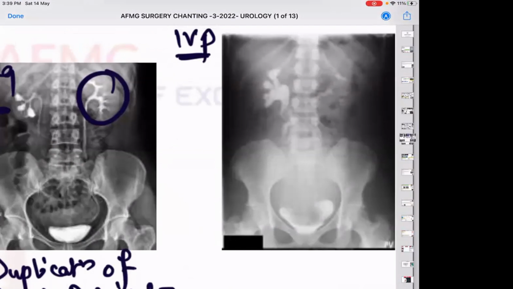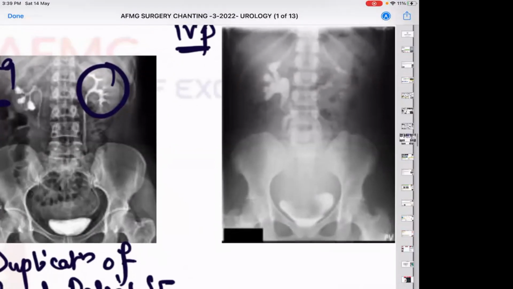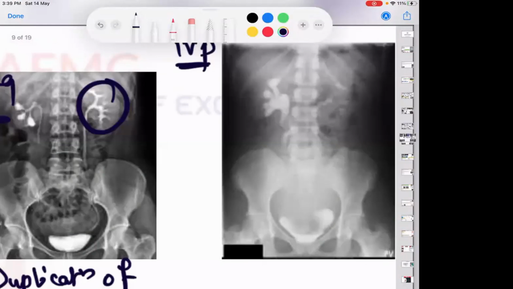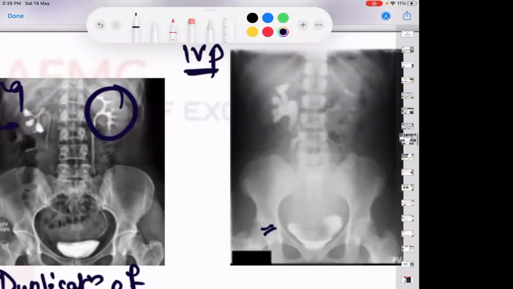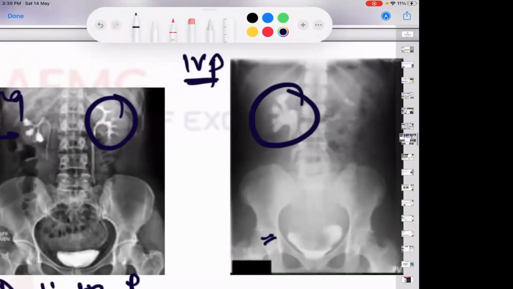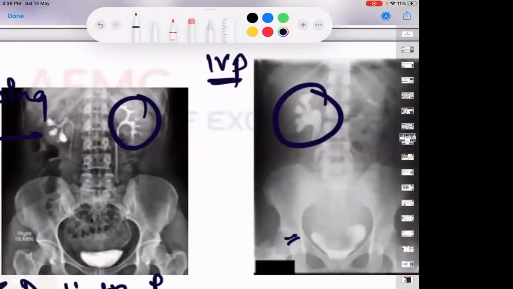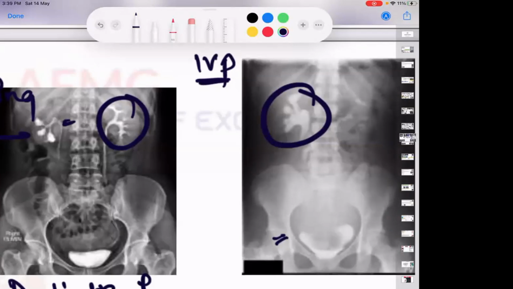कहाँ यूरेथ्रोसील दिख रहा है भाई रजनीश? This is the urinary bladder, urinary bladder में है वो dye. This is the problem. What is seen? Here you can see this renal pelvis is so small, but here the renal pelvis and ureter are dilated. This is a case of hydronephrosis.